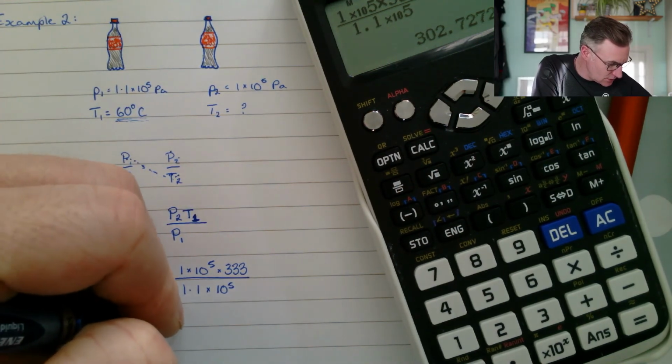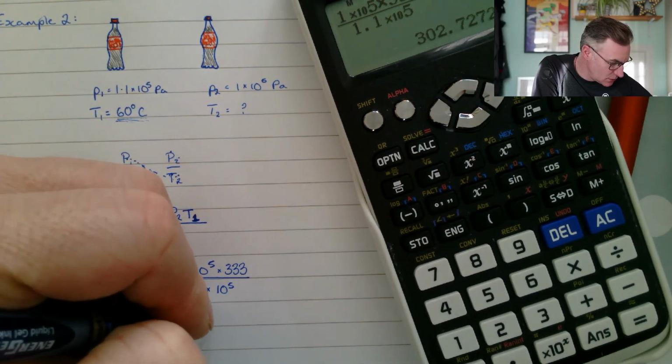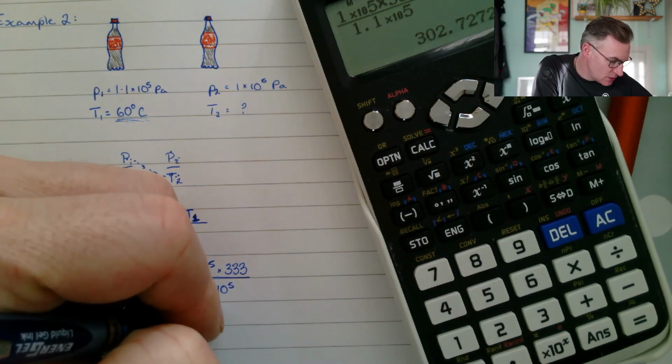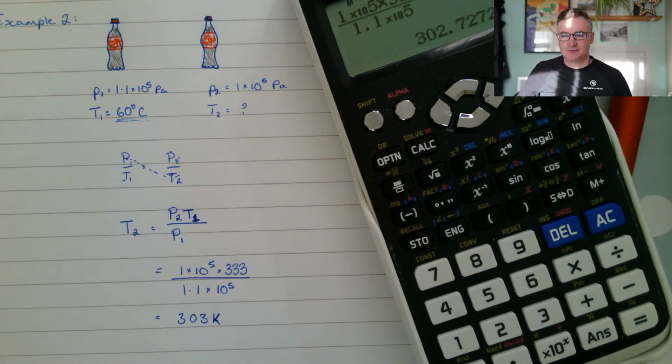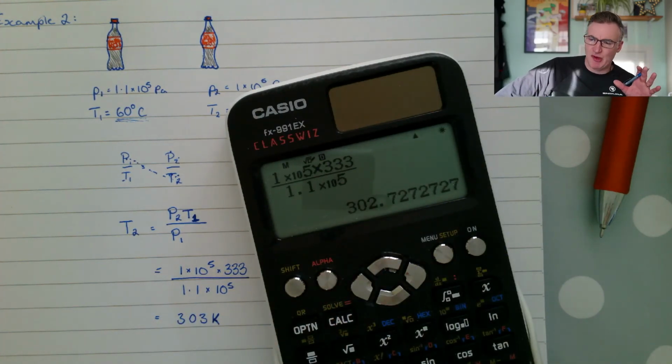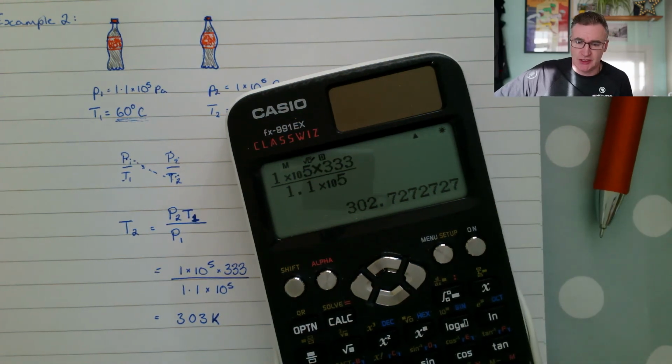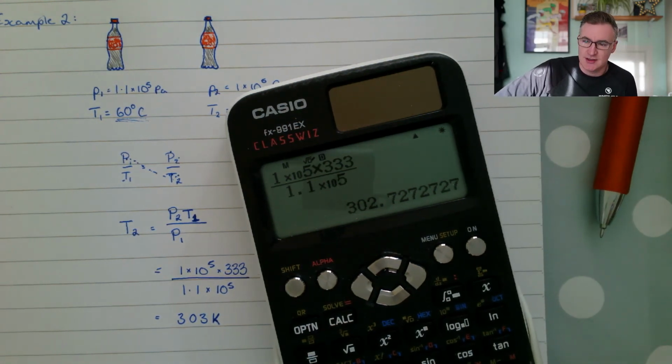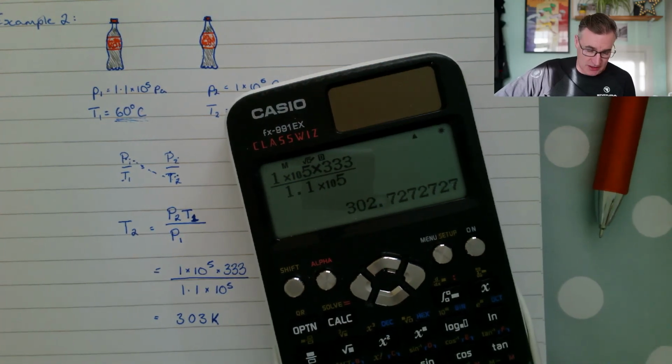So let's call it 303 Kelvin. Don't forget, this is not like specific heat capacity. We're not talking about a change of temperature. This is the actual temperature, 303 Kelvin. Unless it asks us, we do not need to convert back into Celsius. It's fine like that. That's our answer there.